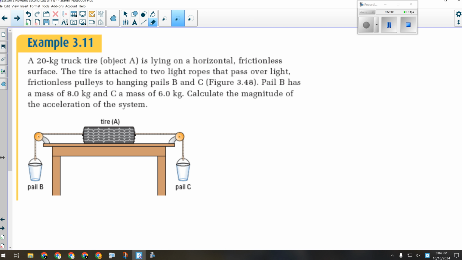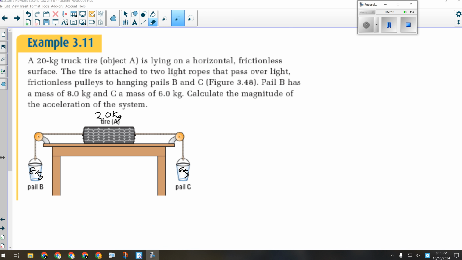Let's see how we do with this one. Still a system question. Still similar to the pulley that we did in the last one, except now you have how many masses? 3. You got the pail, the tire, and the pail. All right, I'll give you a few minutes on that.